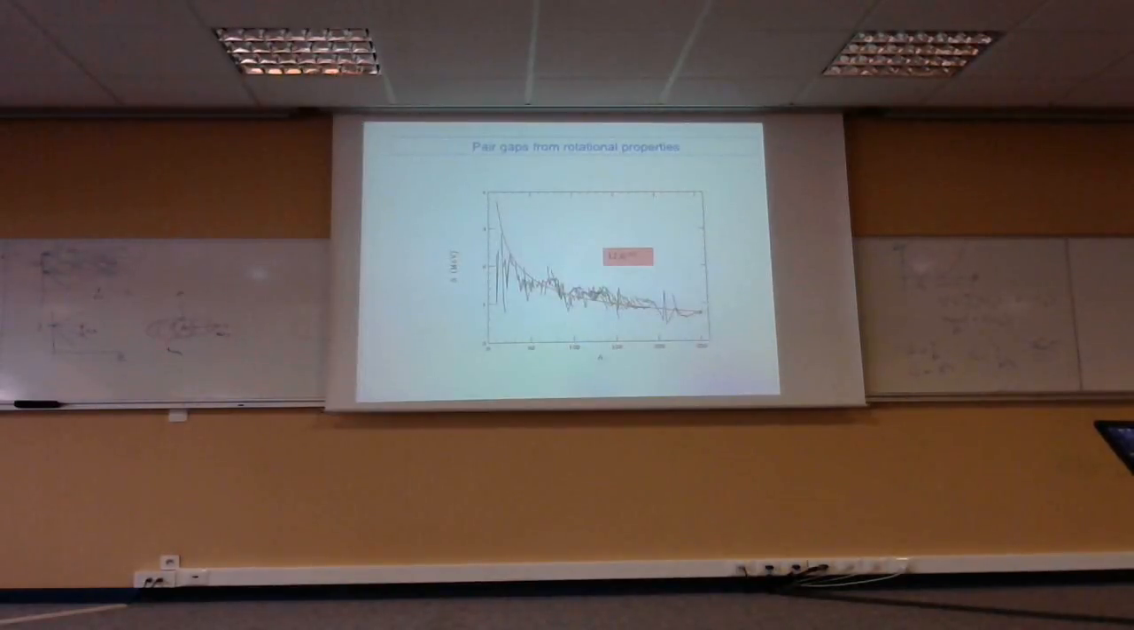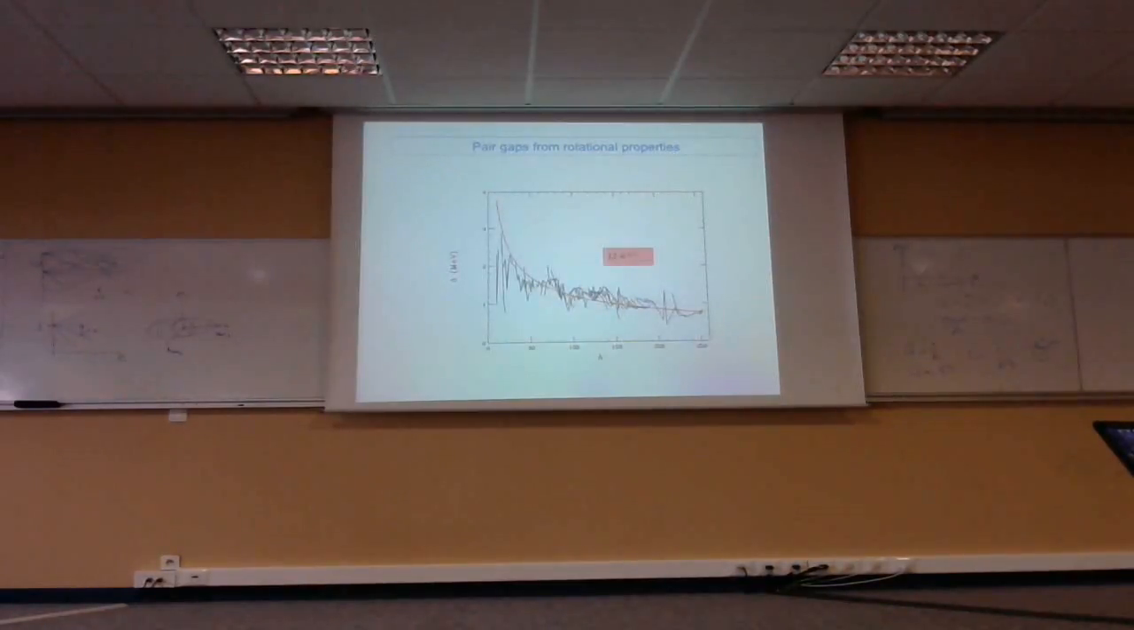Pair gaps from rotational moment of inertia. Okay? A completely different observable, and it lies very close to those gaps that Bohr and Mottelson derived from mass differences. Unbelievable. This is fantastic. It really tells you that there has to be pairing. There is no question about it, isn't it? Because this is really two completely different observables.